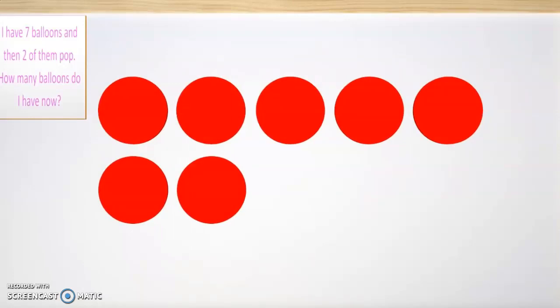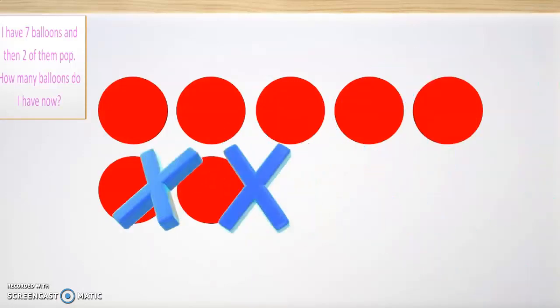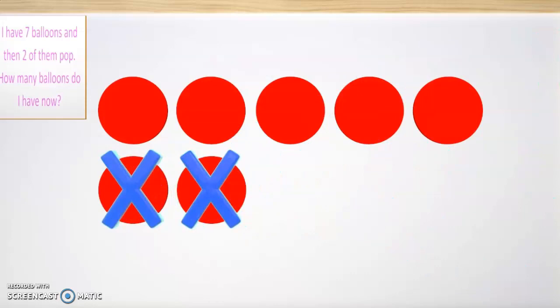Do you think this means that it will take away 2 balloons or add 2 balloons? We will take away 2 balloons because they popped. I will put an X on 2 of these balloons to show that those 2 went away. Now the rest of the circles that do not have an X are the balloons that I have left. This is an awesome way to figure out the math problem.